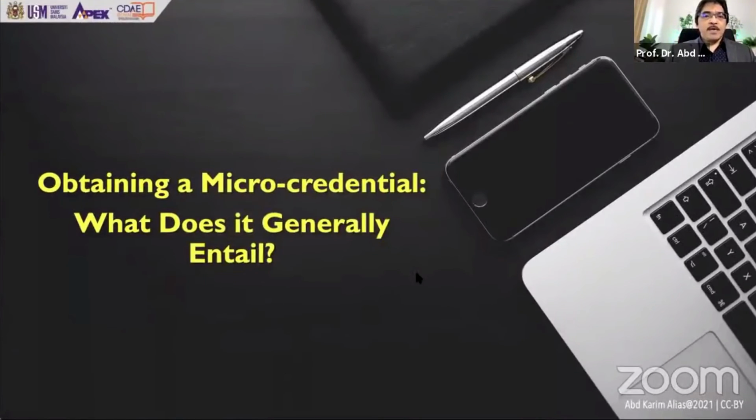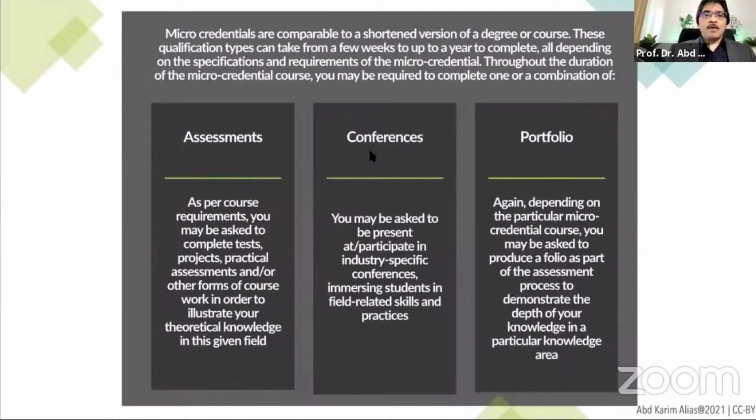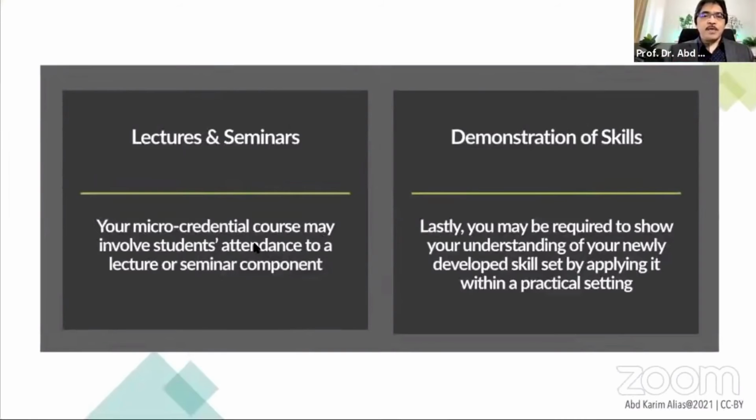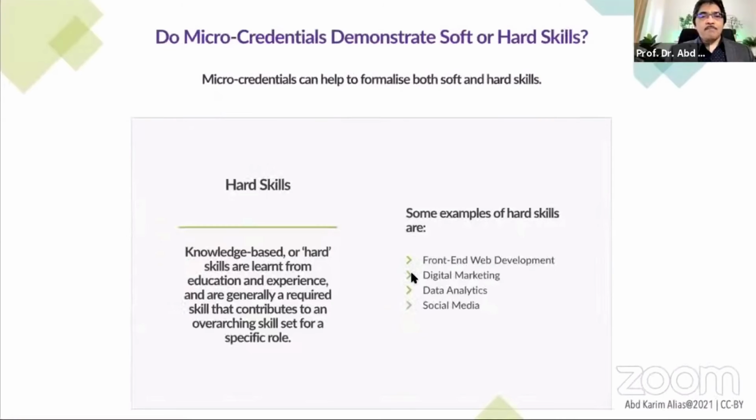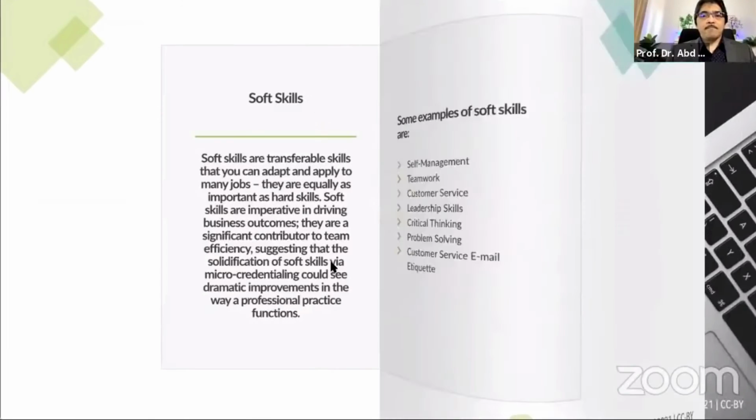Okay, and to obtain a micro-credential, what does it generally entail? As part of the module, the learner, the student, may be required to do assessments, attend conferences, and come up with a portfolio. This is part of the whole module in order to get the digital badge or the certification. They may have to attend a lecture and seminar, or give a demonstration of skill. The module can offer skill-based or knowledge-based learning, hard skill or soft skill.